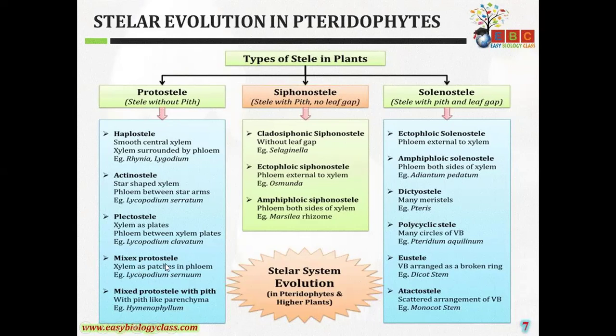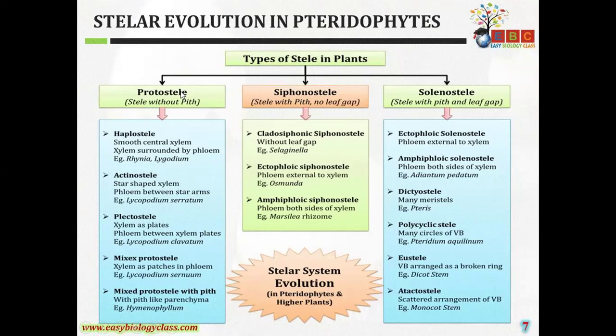Whereas mixed protostele, here the xylem as well as the phloem will be in the form of patches spread all over the stelar region. So that condition is called mixed protostele. Example is Lycopodium cernuum. So if anybody is there here, students, please, you can note down these examples of protostele condition, because one question will definitely be asked from this stelar evolution.